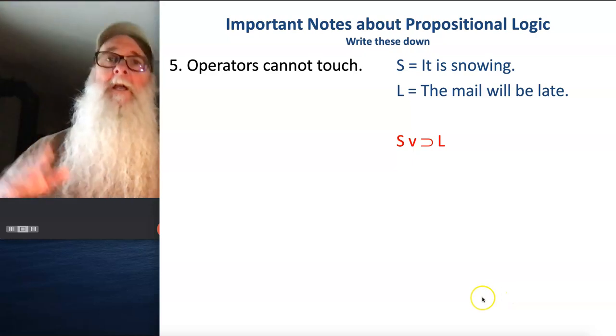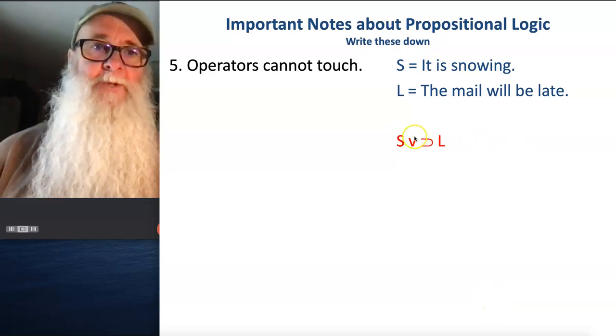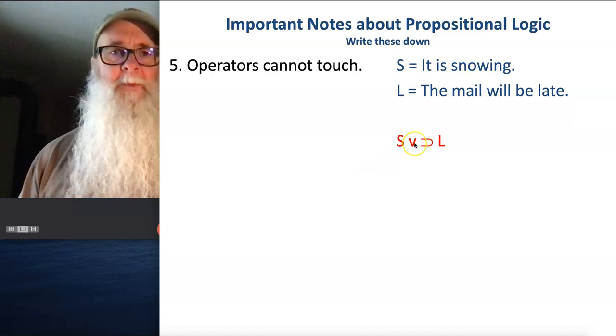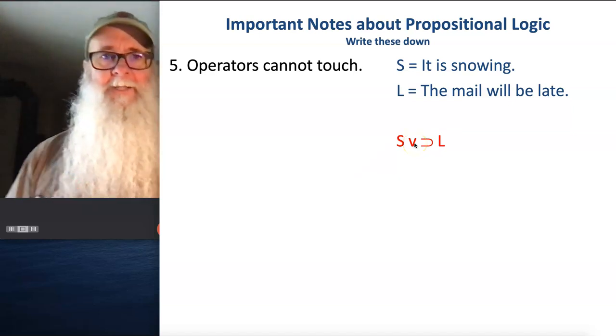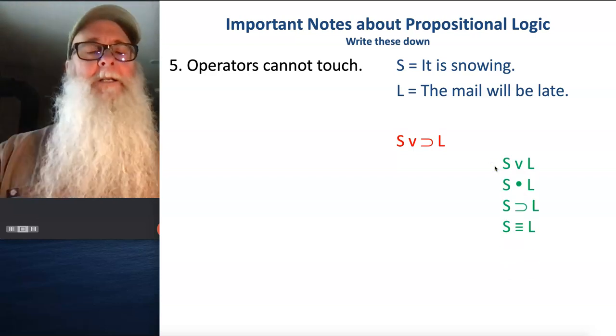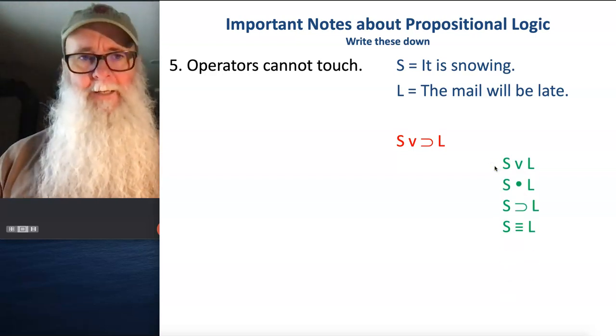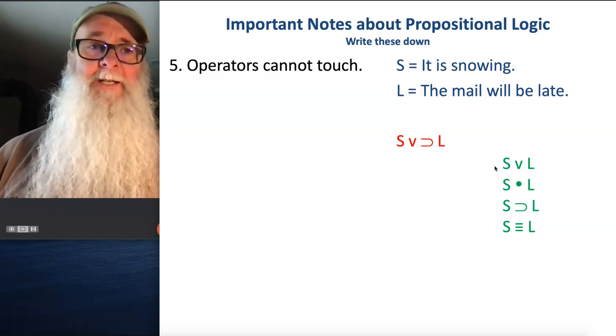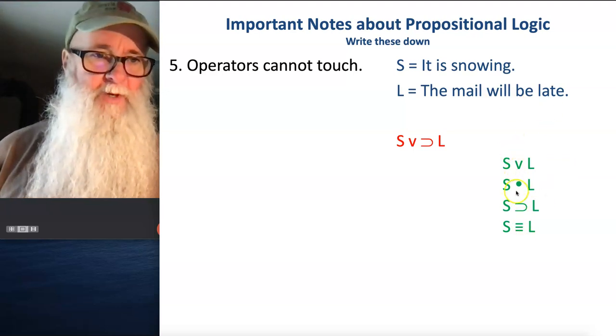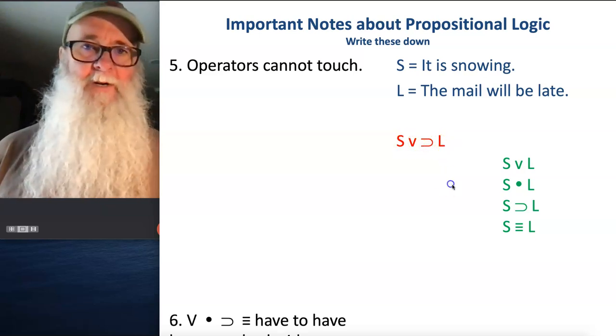And just like letters, operators cannot touch. So we're never going to find a situation like this where we have a wedge and a horseshoe right next to each other, or a dot and a triple bar right next to each other. We're always going to make sure that on each side of our connective operators, we have letters representing sentences like these. These are WFFs. This, not a WFF.